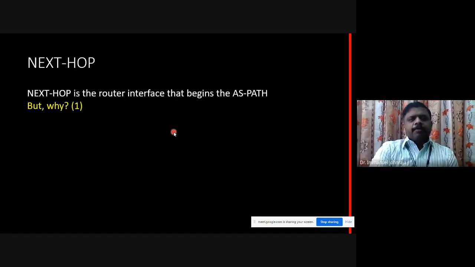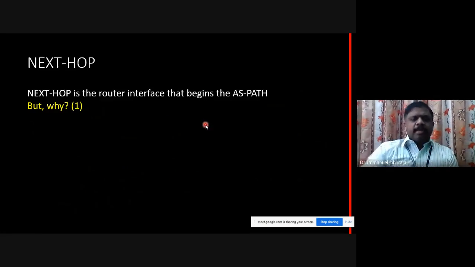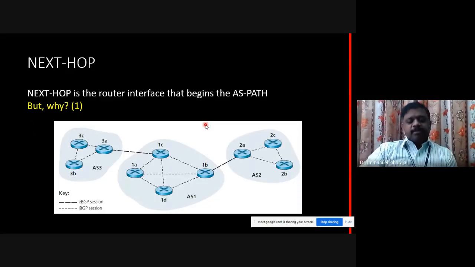The other path attribute is next hop. Next hop is the router interface that begins the autonomous system path. What is the use of this next hop? I'll again use the same topology so that you can understand it easily. Now assume that autonomous system 3 has distributed routing information, a summary route of course, to 1C. Similarly, the autonomous system 2 routers will also send routing information to autonomous system 1.